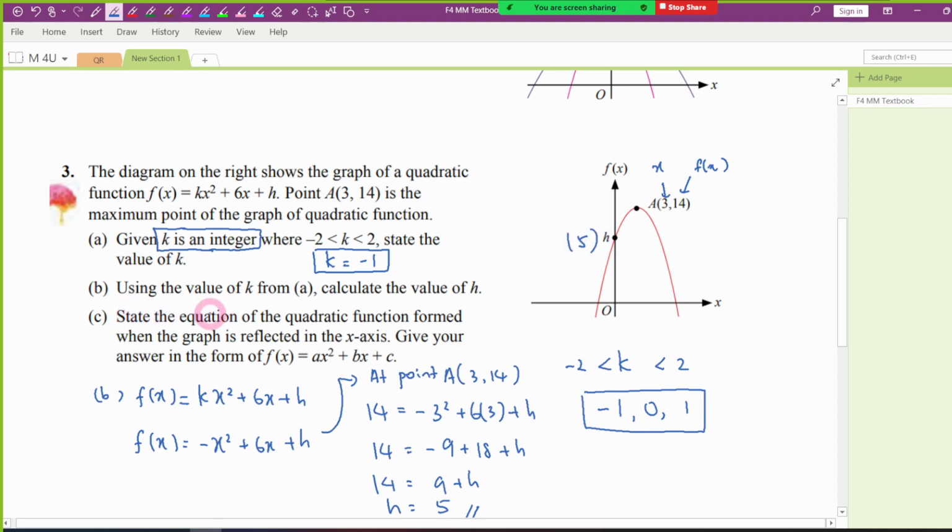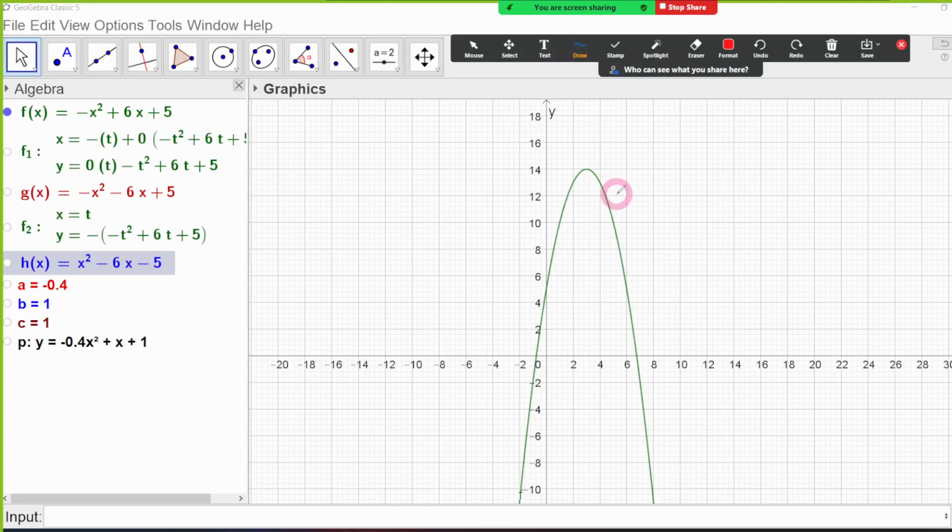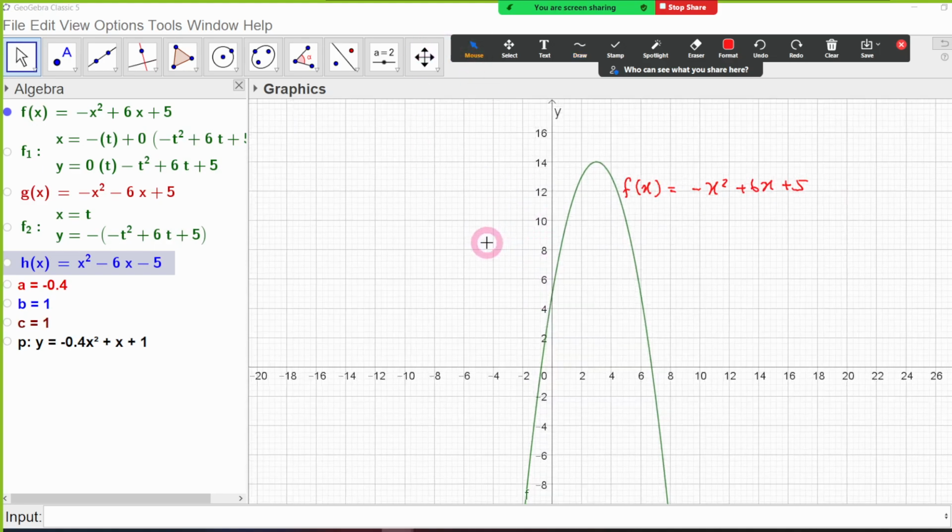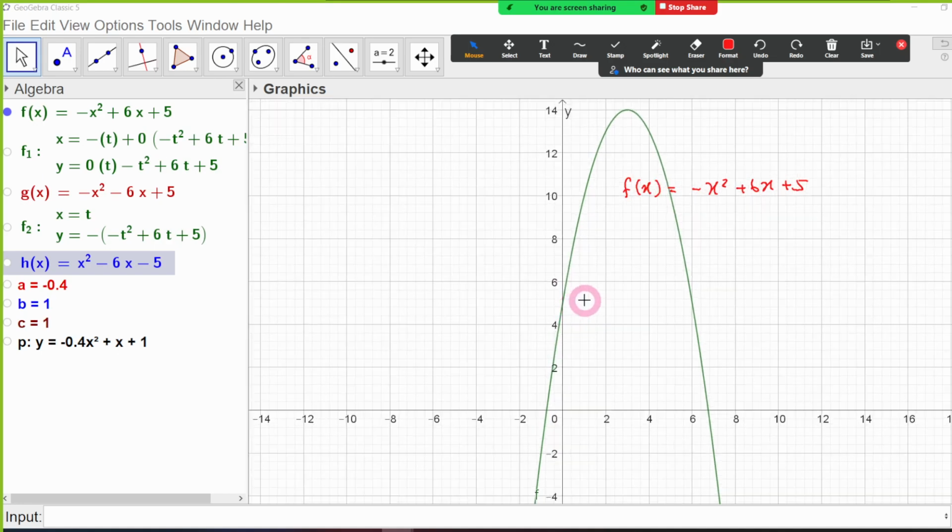For the last part, we want to state the equation of the quadratic function when this graph is reflected in the x-axis. It means that this is the x-axis. So reflected in the x-axis, the graph will go down like this. So we want to give our answer in this form. f of x is equal to ax squared plus bx plus c. Now this is the graph for f of x is equal to -x squared plus 6x plus 5. This is 5, okay, or maybe I enlarge it a little bit so you can see the number 5.